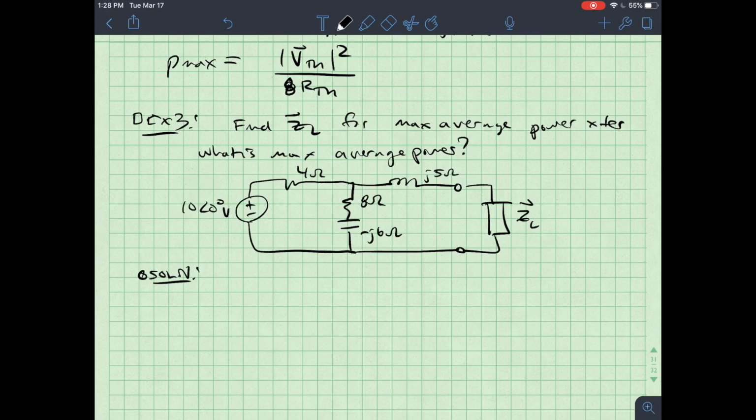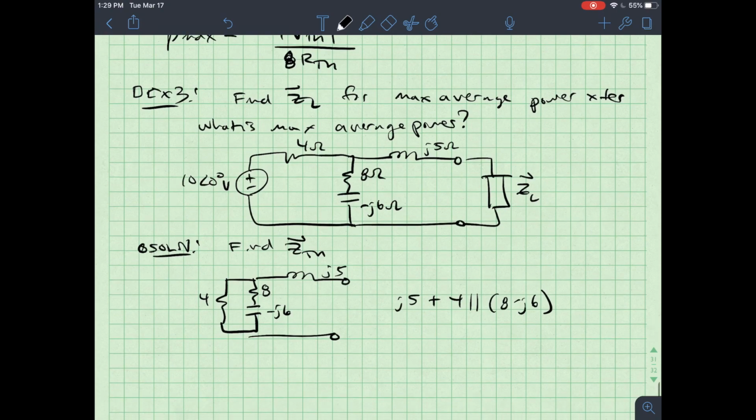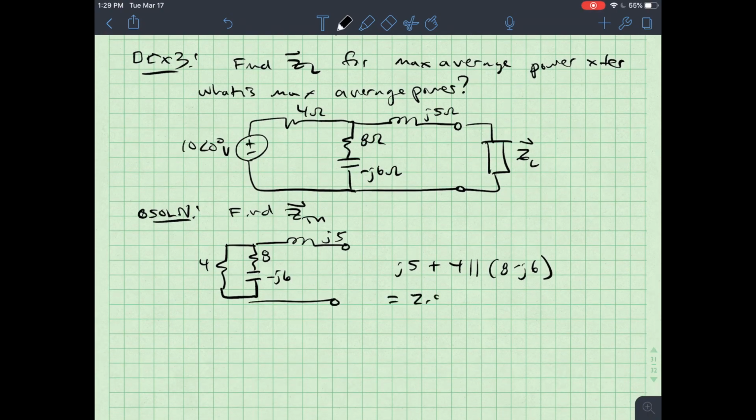So I want to start by finding out what Z Thevenin is. I turn off my source and I make the terminals an open circuit, and so I've got the following. I've got 4 in parallel with 8 minus j6 in series with a j5. So that is equal to j5 plus 4 in parallel with 8 minus j6, which is equal to 2.933 plus j4.467 ohms.